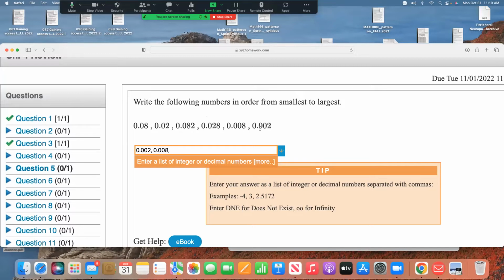Okay, so we took care of the last 2. Then this one, let's see, that's 82. That's pretty big. I think 0.02. This one here, I think, is next. This is 20. I kept the 0 in. And then we have 28 would be next.